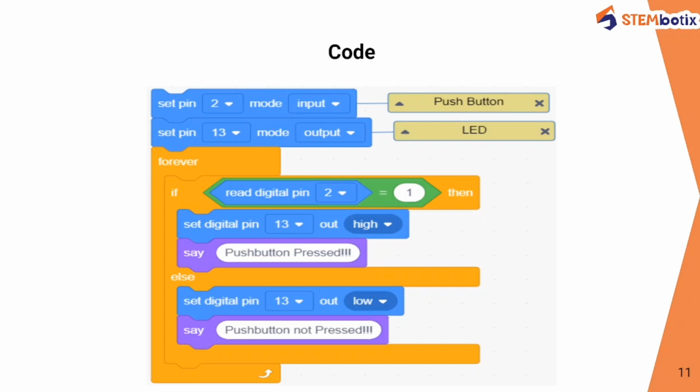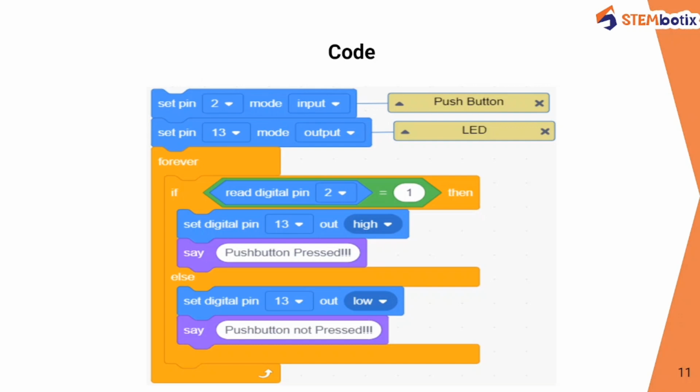Second, the LED. The LED is basically an output device. So here we can define our LED, which is connected to pin number 13, by using the block set pin number 13 and mode of the LED to output.